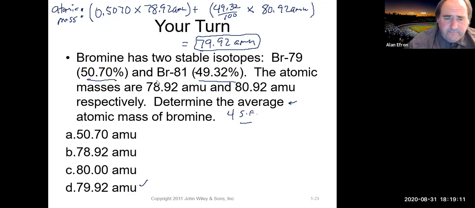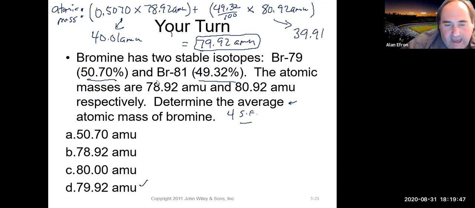Here, if you follow the sig fig rules, you would take 0.5070 times 78.92. And technically speaking, if you just did this part of it, you should go to four significant figures, which would give you 40.01 AMU. And if you did the same thing on this one, you would get four sig figs, which would be 39.91. And now you would add those together, which means you technically should go to two decimal places. And that's exactly what we did here.